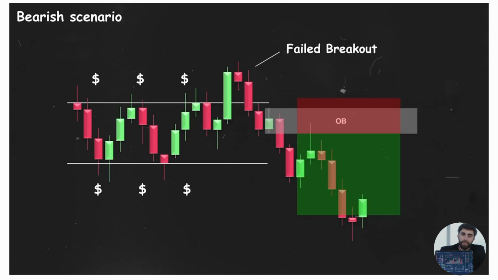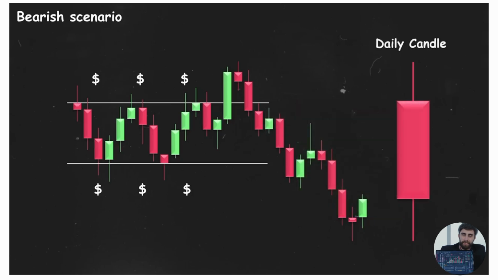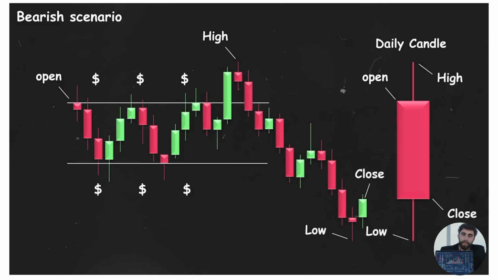Now, if you think of this price formation as price action within a trading day, the daily candlestick would look like this. The price opens, makes a high, moves to a low, and then closes high.